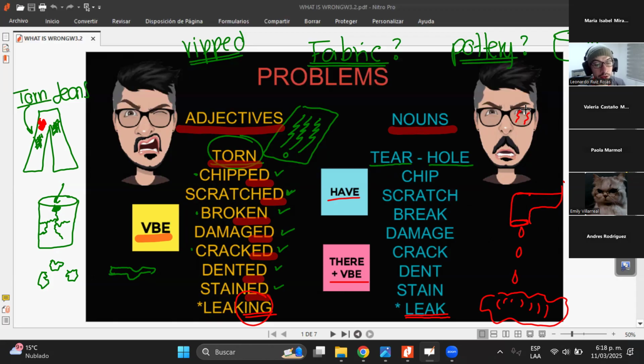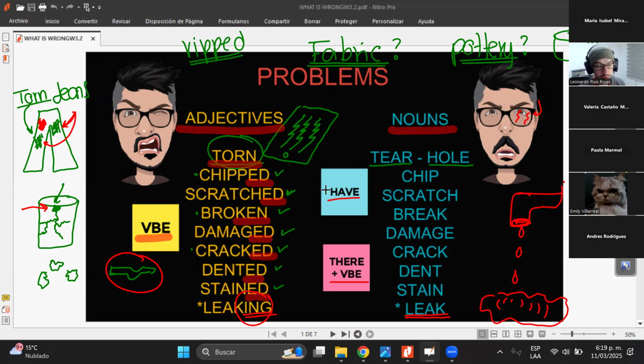I can say, for example, there are some scratches on the glasses. There is a crack on the cup. There is a chip on the glass. There are two tears or two holes in the pants, right? There is a dent in the bicycle. There is a leak on the pipe.